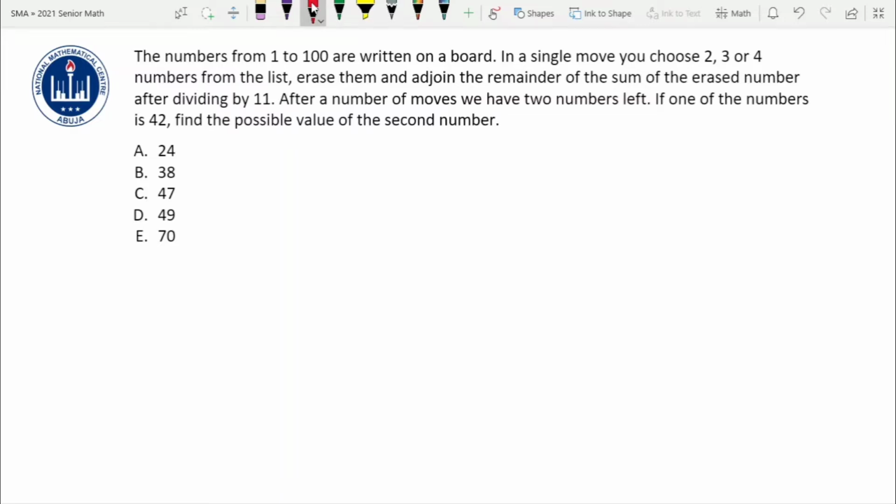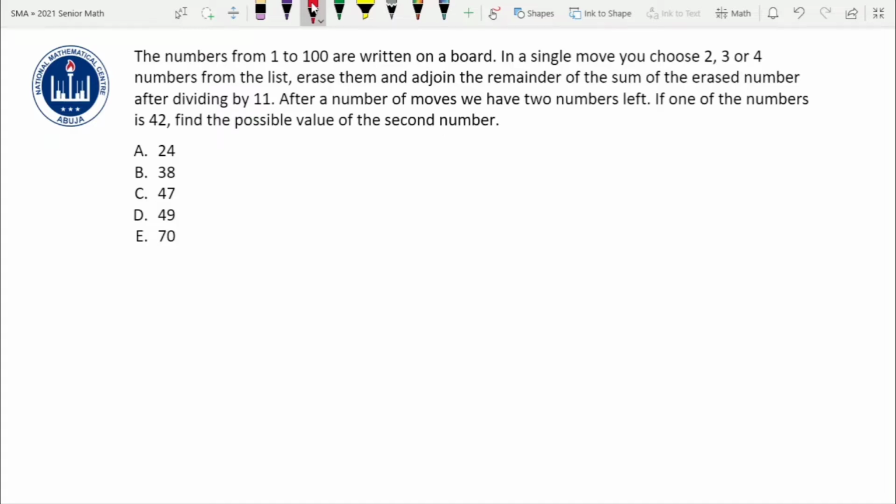In this video, we're going to be solving question 31 of the 2021 Senior Maths Olympiad first round. The question goes like this. The numbers from 1 to 100 are written on a board. In a single move, you choose 2, 3, or 4 numbers from the list, erase them, and adjoin the remainder of the sum of the erased numbers after dividing by 11. After a number of moves, we have 2 numbers left. If one of the numbers is 42, find the possible value of the second number.